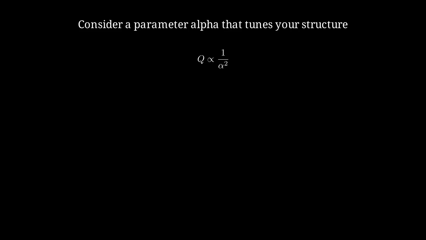The quality factor scales as 1 over alpha squared. This inverse quadratic scaling is a hallmark signature of bound states in the continuum. Even small deviations from the bound state condition give you extremely high Q values. Let me give you a concrete example.